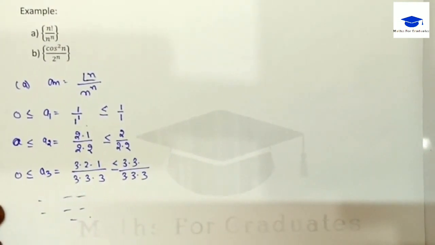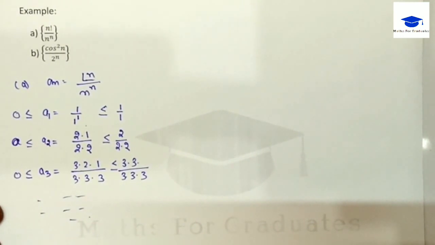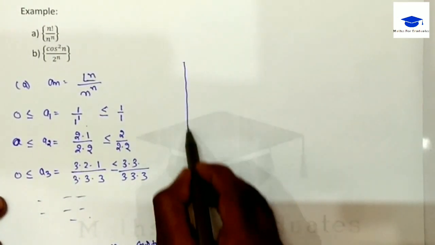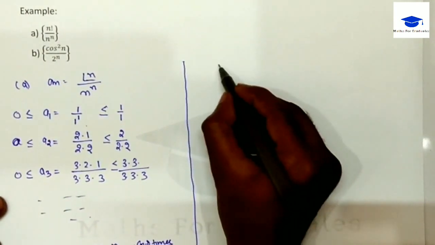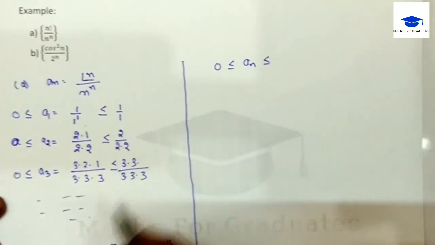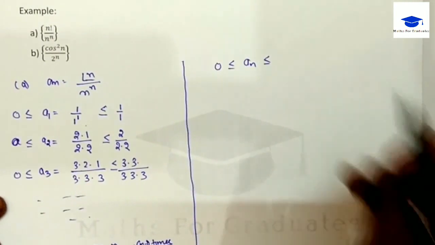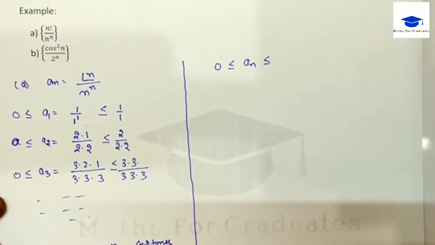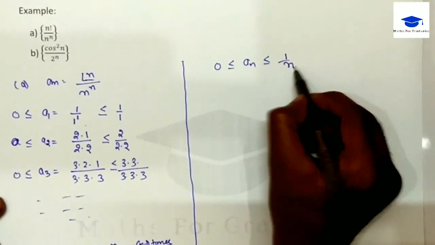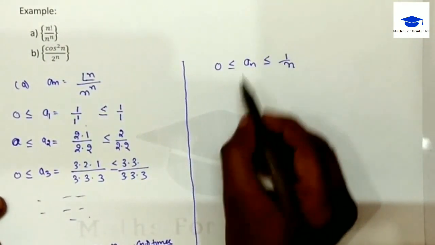Hence the nth term an also will be less than n times n, to n minus 1 times. Therefore, we can cancel these terms, n raised to power n minus 1 and n. Therefore, the sequence an will always be less than this.